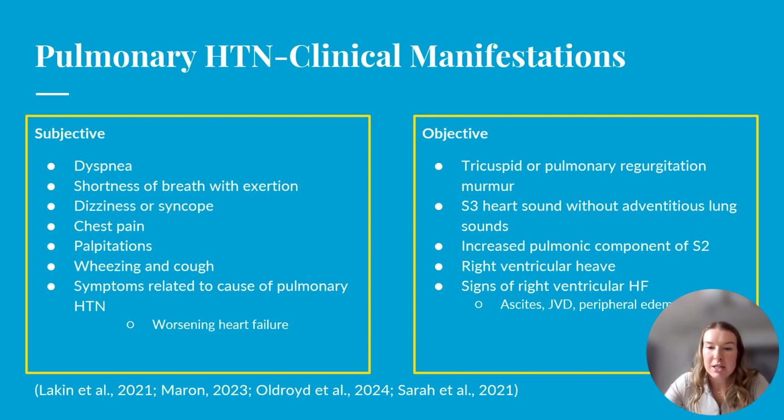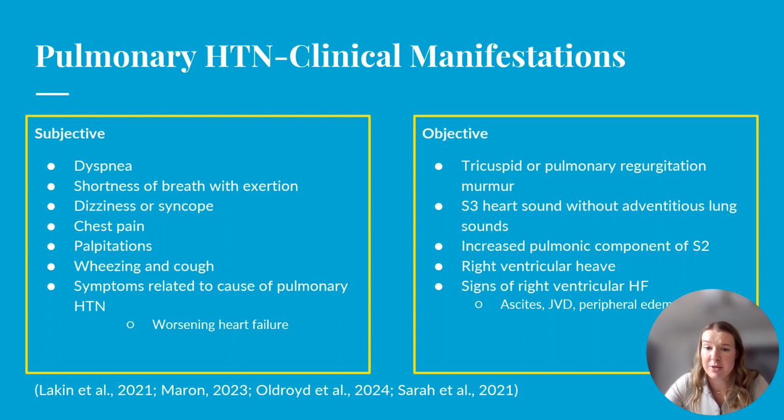Some objective findings that you might discover when looking at your patient: they might have a new tricuspid or pulmonary regurgitation murmur. They might develop an S3 heart sound and have either adventitious lung sounds or no adventitious lung sounds. They're going to have an increased pulmonic component of the S2 or a splitting of the S2 cardiac sound.